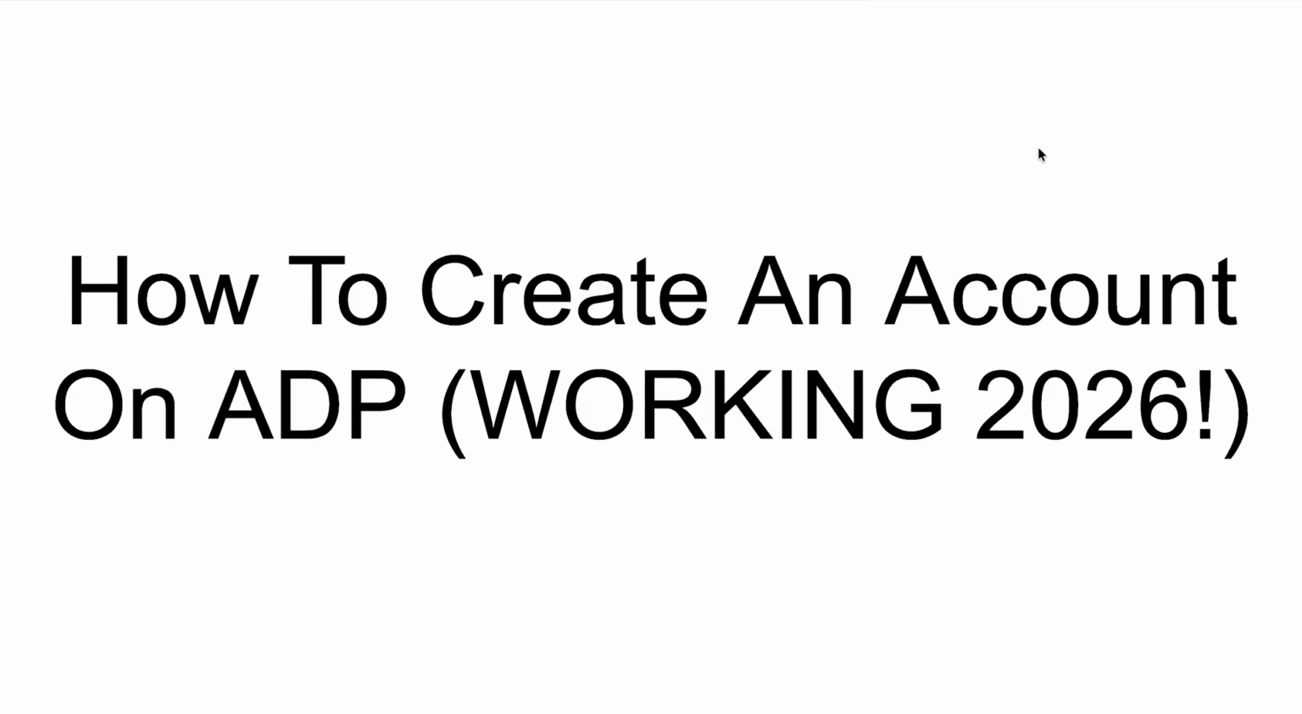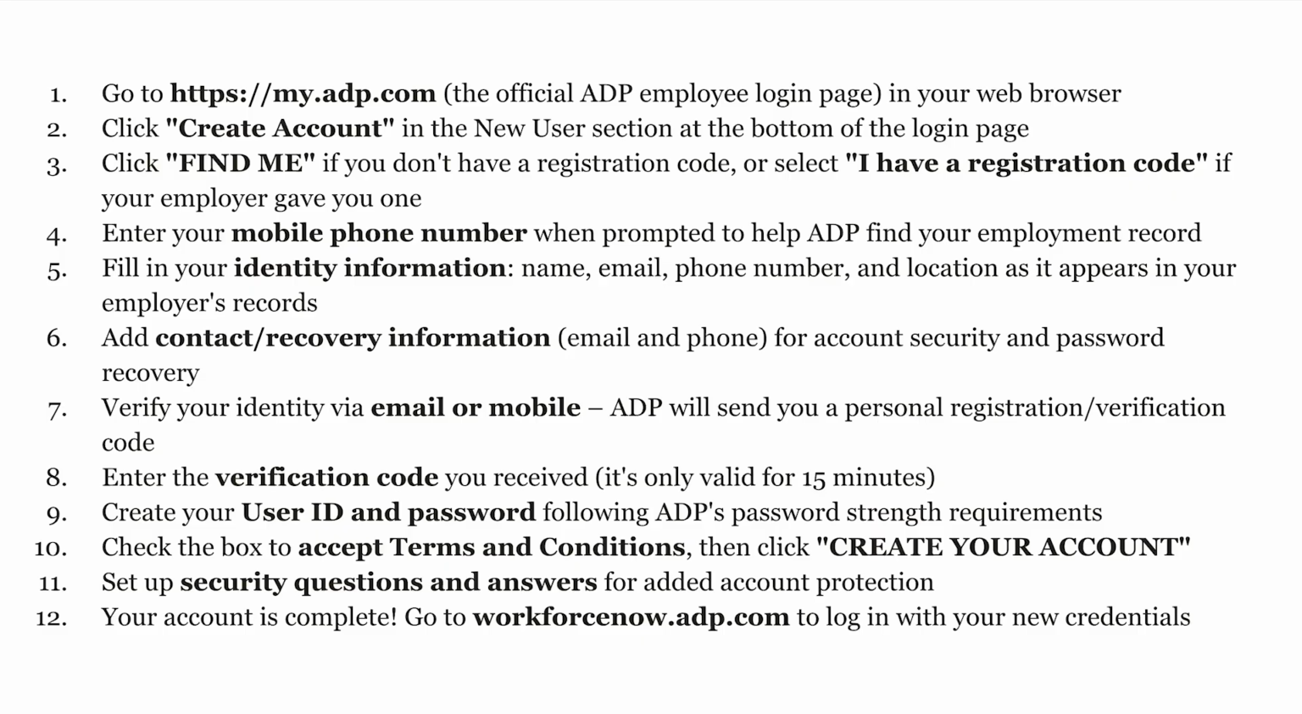How to create an account on ADP. Go to my.adp.com in your web browser. Click Create Account in the New User section at the bottom of the login page. Click Find Me if you don't have a registration code, or select I have a registration code if your employer gave you one.